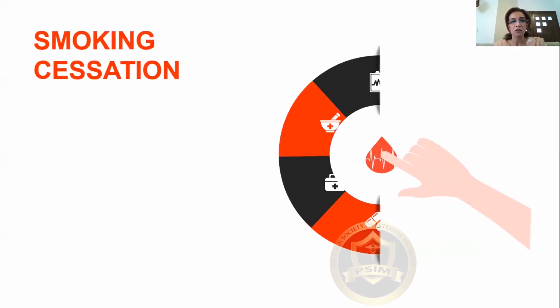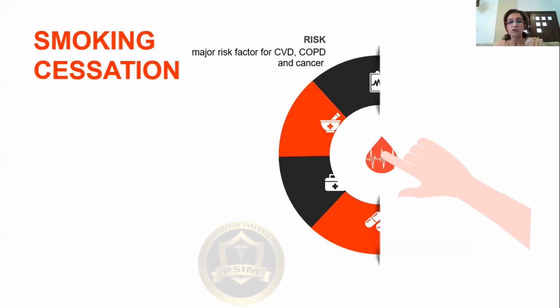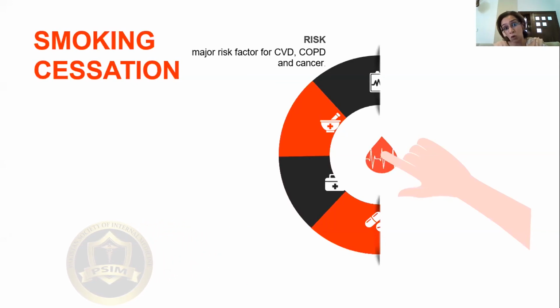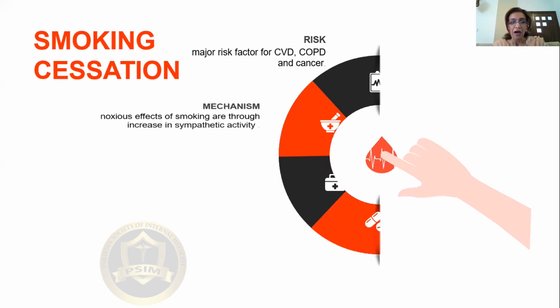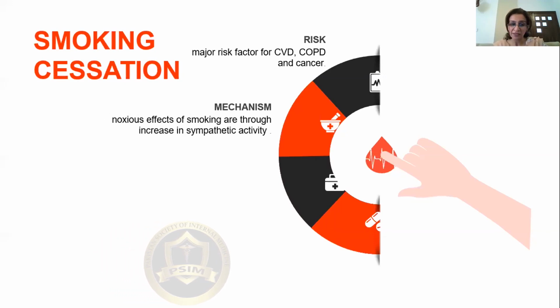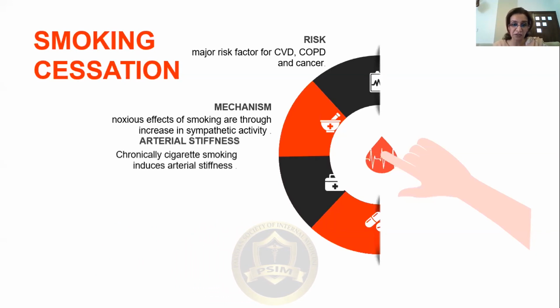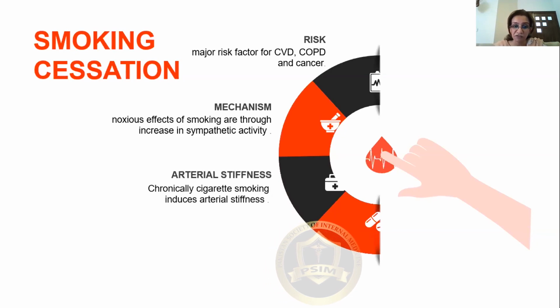Now let's go on to another very important part of lifestyle modification, that is smoking cessation. We all know that smoking is a major risk factor for cardiovascular disease, COPD, and cancer. In Pakistan, 1 out of 5 people smoke. In Pakistan, we lose 160,000 people because of smoking every year. Smoking has a noxious effect through an increase in the sympathetic activity, and it also increases the myocardial oxygen requirement and induces arterial stiffness.